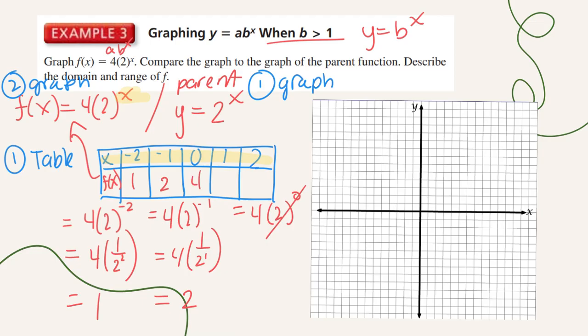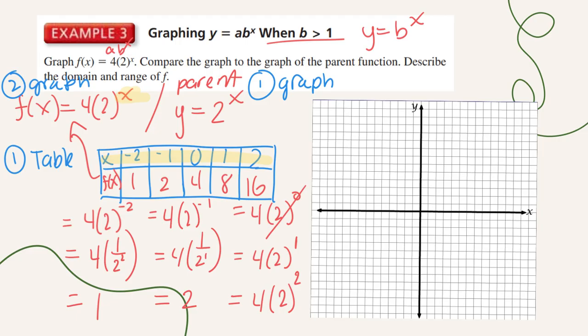Then finally, two more. We have 4 times 2 to the power of 1. Anything to the power of 1 will give you the base, so this is 4 times 2, which gives me 8. And then finally, 4 times 2 to the power of 2, which is 4 times 4, gives me 16.